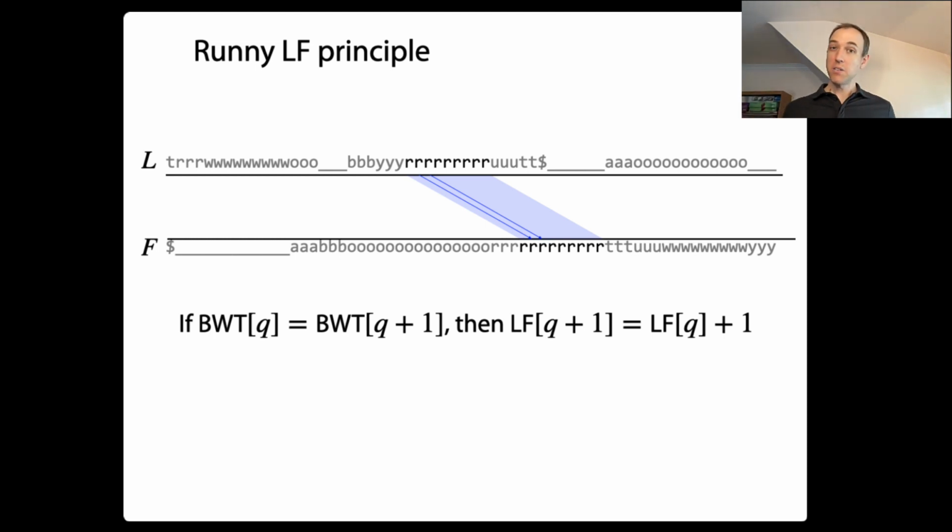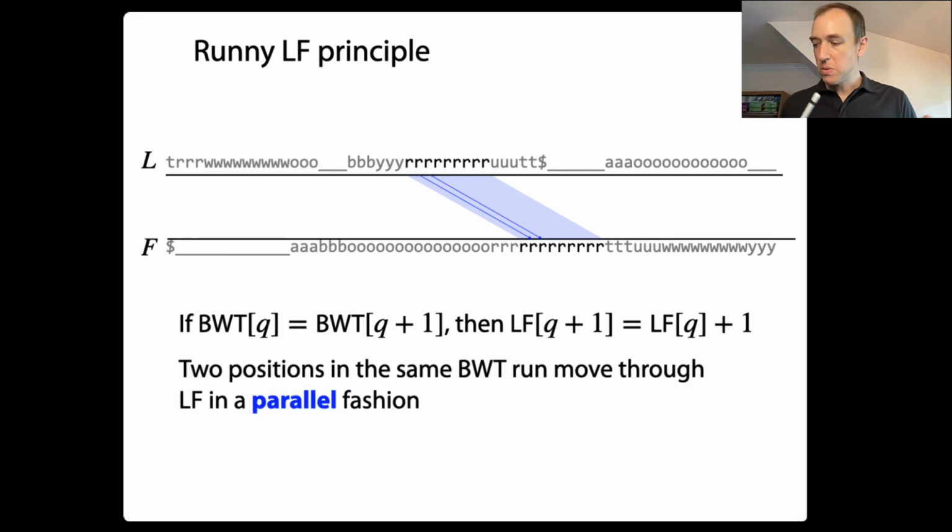If they are different characters, then they're not part of the same run, and this bet is off. They could go to completely separate places with respect to the F column, to different letter sections. So it doesn't work if BWT of q is not equal to BWT of q plus 1. So two positions in the same BWT run move through the LF mapping in a parallel fashion. These are the principles we need before we can examine this toehold lemma.